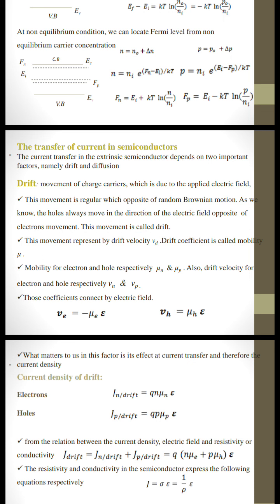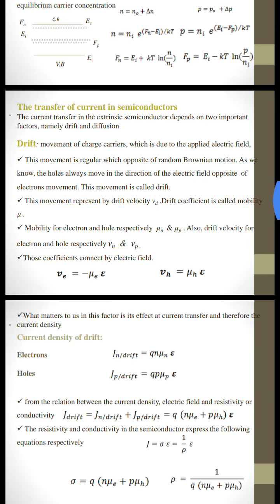Current transfer in semiconductors. The current in a semiconductor depends on two important factors, namely drift and diffusion. Drift is the movement of charge carriers due to the applied electric field. This movement is regular, the opposite of random Brownian motion. As we know, holes always move in the direction of the electric field, opposite to the electron's movement. This movement is called the drift.